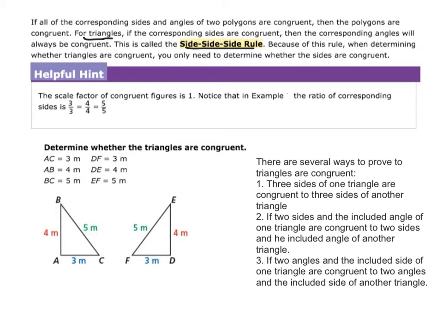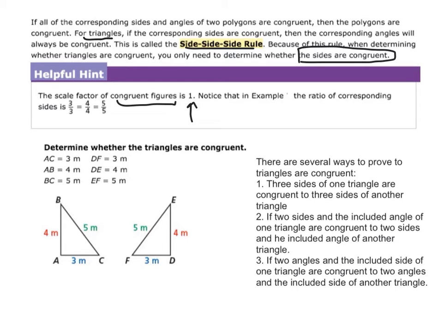Because of this rule, when determining whether triangles are congruent, you only need to determine whether the sides are congruent. A helpful hint: congruent figures have a scale factor of 1. That means if you have two figures, one won't be larger or smaller than the other one. A scale factor of 1, if you multiply something by 1, it equals itself.